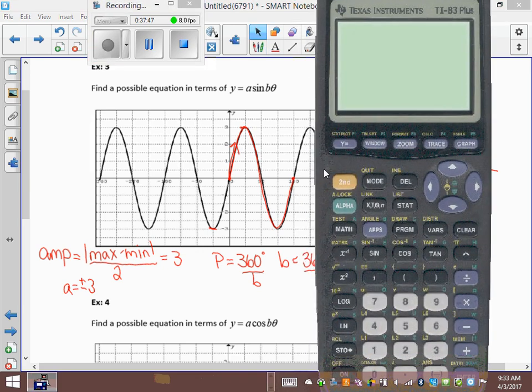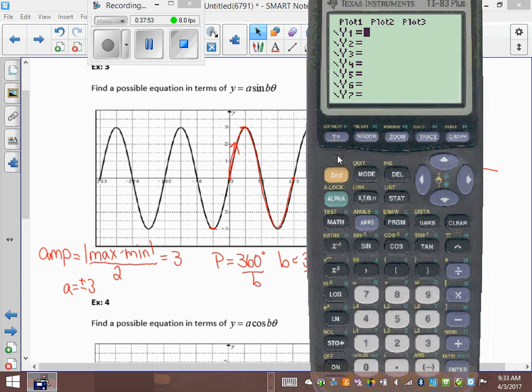So I'm going to go to my calculator. I'm going to turn it on. I'm going to go to y equals, and try the positive one, because that's what I think it is, right? 3. So, oh, no. I'm going to press the sine button.